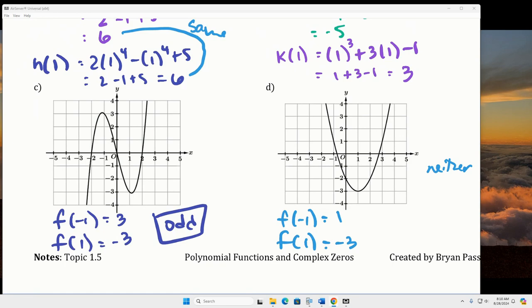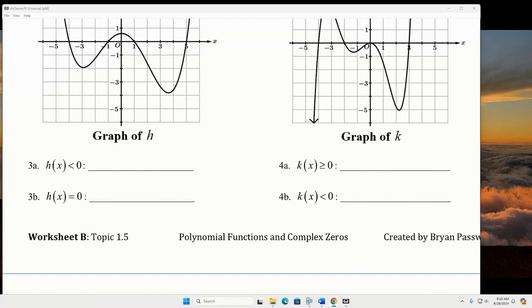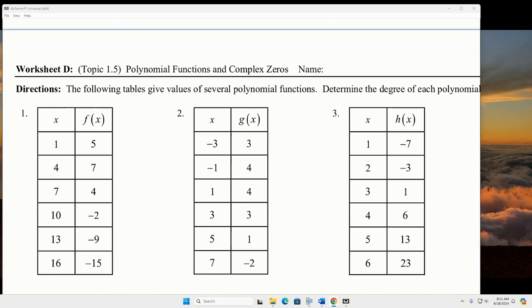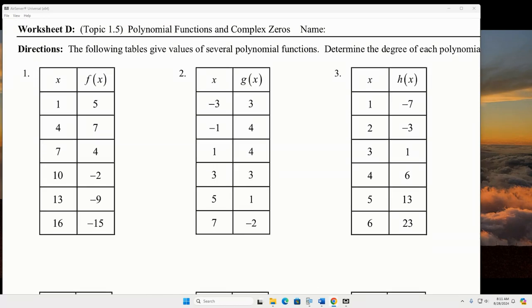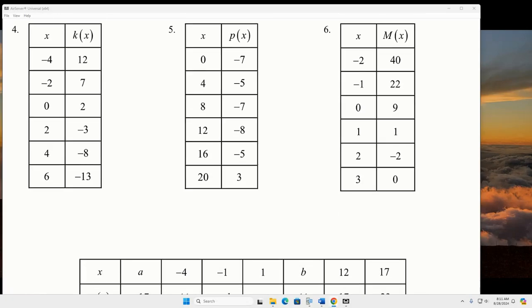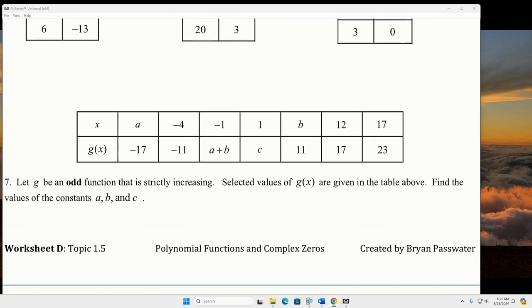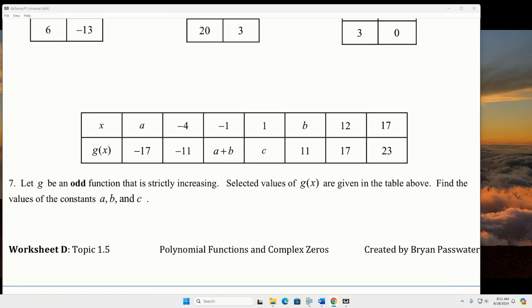All right, we're finally finished with this massive note sheet, but we're going to do one more example on your worksheet, D. We're going to do number 7. This is kind of a creative way to test your knowledge about even and odd functions, but we're going to say this is an odd function, and it is strictly increasing. Selected values of g are given in the table above. We're going to find the constants a, b, and c.